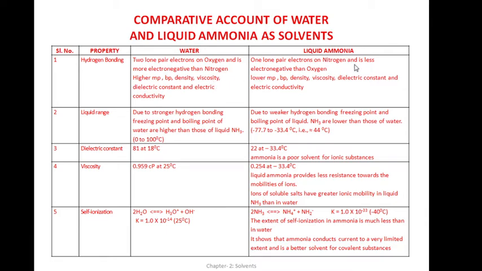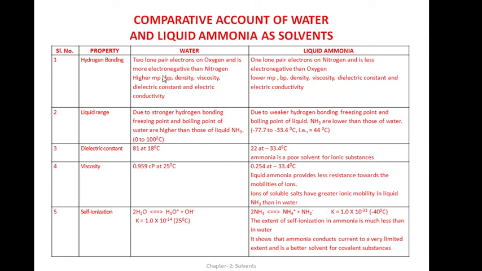When you have ammonia, liquid ammonia, NH3, we have only nitrogen. So nitrogen has only one lone pair of electrons, and we know that nitrogen is less electronegative than oxygen. So here we have two lone pair of electrons on oxygen and it is more electronegative than nitrogen. Here we have one lone pair of electrons on nitrogen and it is less electronegative than oxygen.